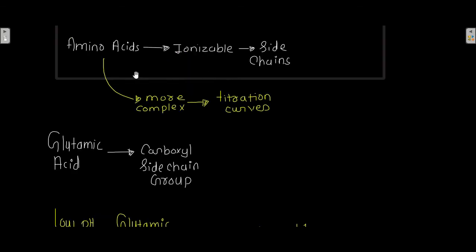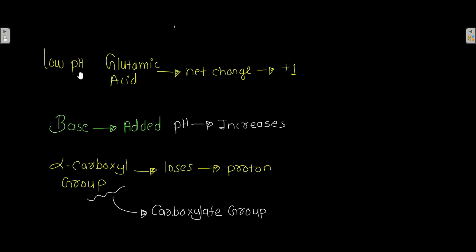Now amino acids which have ionizable side chains, for those amino acids the titration curve becomes more complex. For example, glutamic acid, which has a carboxyl side chain group. For this type of amino acid, the titration curve will become more complicated. Now at low pH, the net charge on the glutamic acid will be +1.